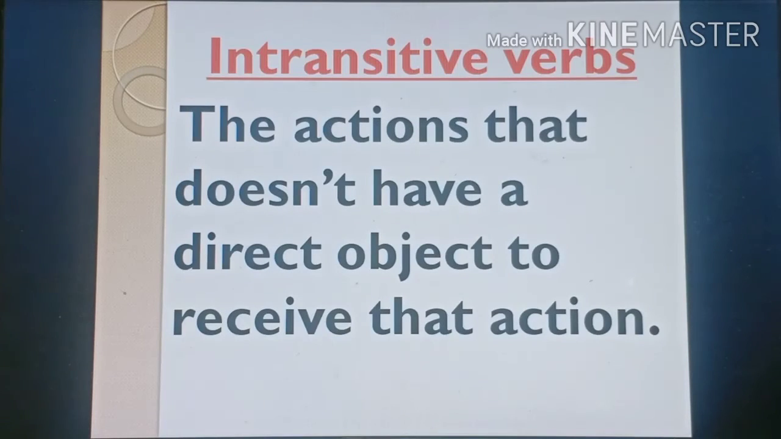What are these? The actions that don't have a direct object to receive that action. So in transitive verbs, you all were able to find that there was something at the end, there was an object which was there to receive the action. But in case of intransitive verbs, you will find this object absent.